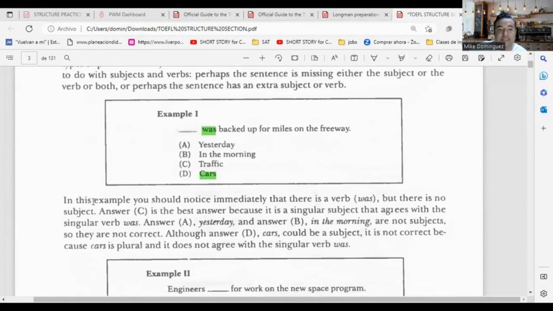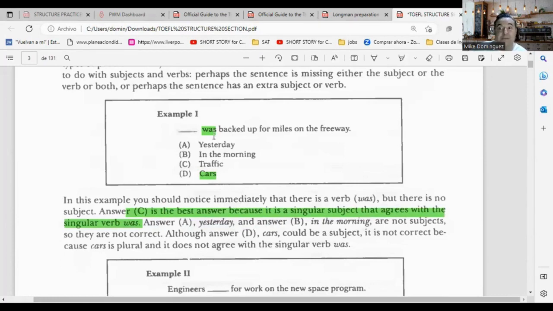Okay, so this is an example. You should notice immediately that there is a verb, the verb was, but there is no subject. So letter C is the best answer because it's a singular subject that agrees with the singular verb was. So here is the answer. You say cars, and you have was, so it doesn't match.